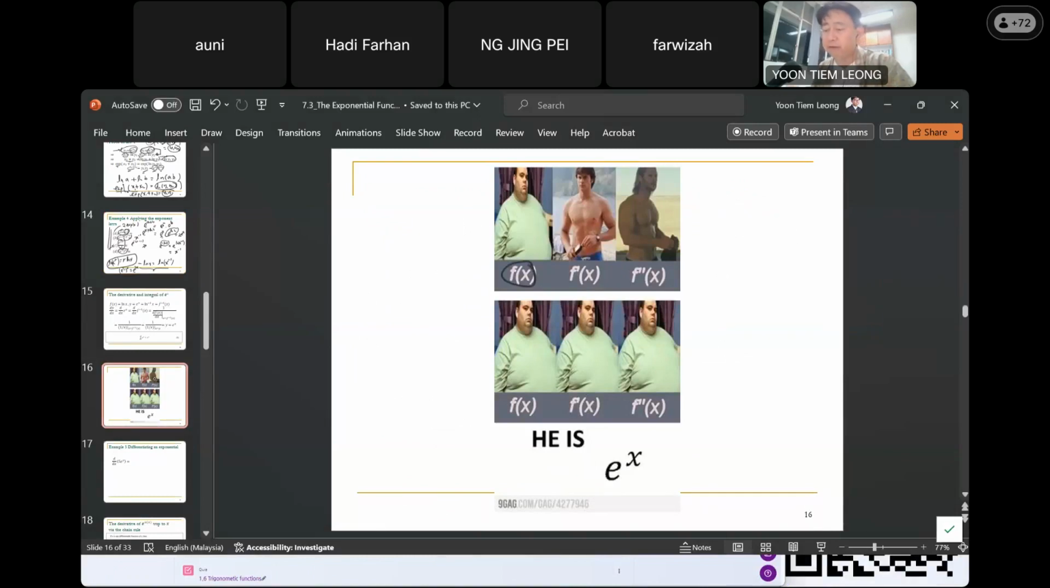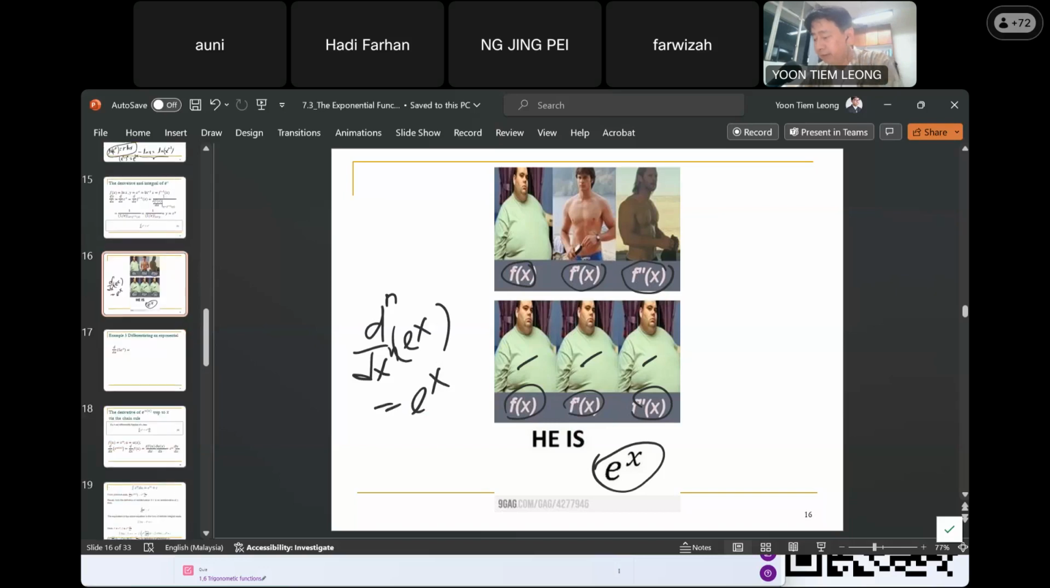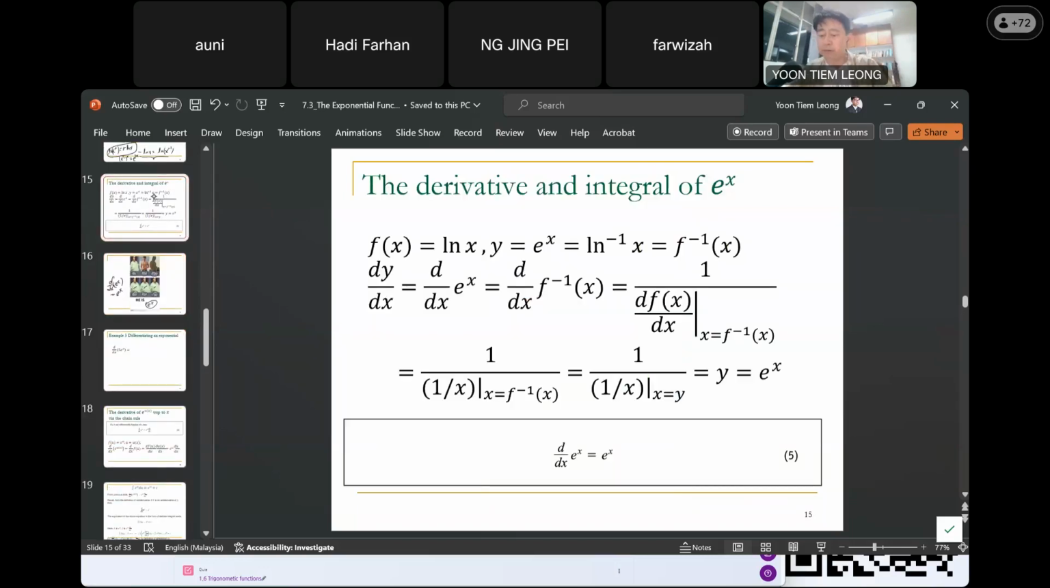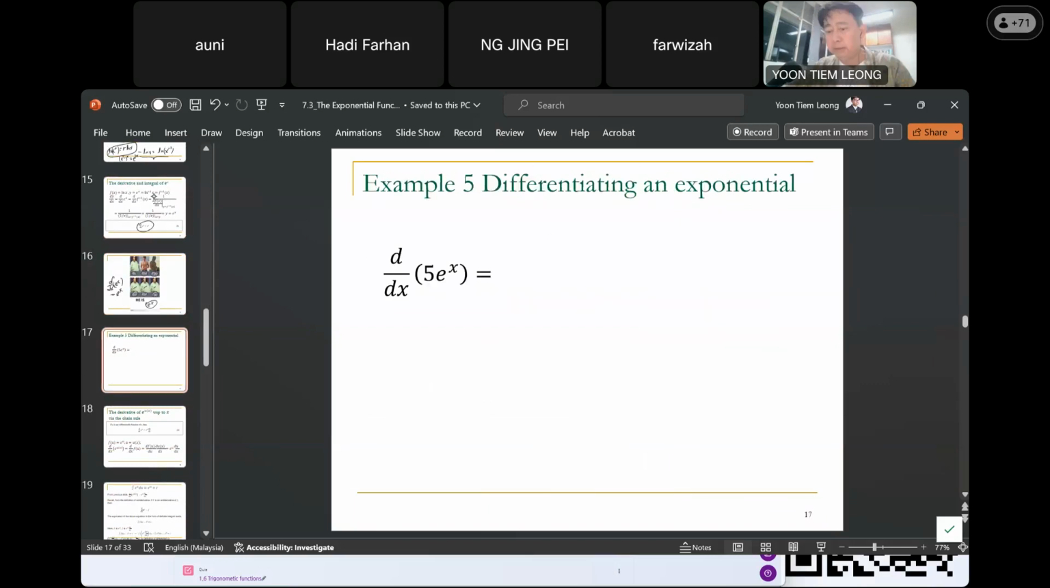So imagine you have the original function, then you take the first derivative, you take the second derivative, then the function becomes slimmer and slimmer. However, if you take the derivative again and again and again, the function doesn't change at all. It remains the same guy, the same fatty guy. This guy is the exponential function because whenever you take the derivative n times, you always end up with e to the x. So that is a very important result for the exponential function. Namely, the derivative of the exponential function is equal to the exponential function itself.